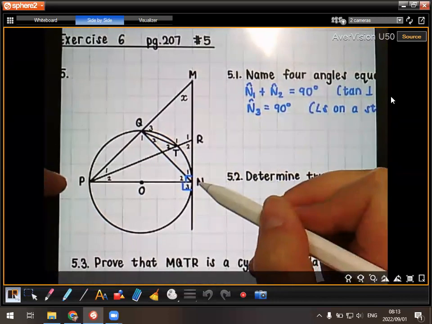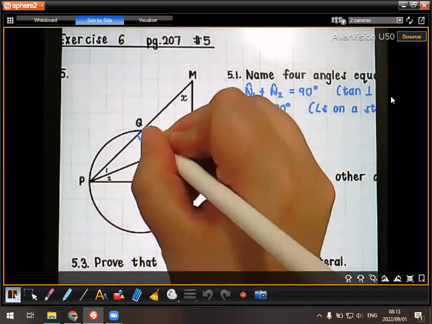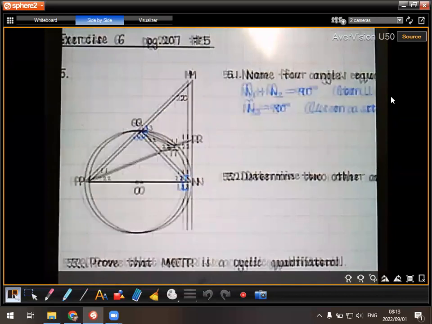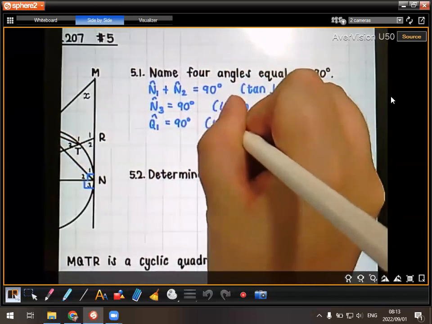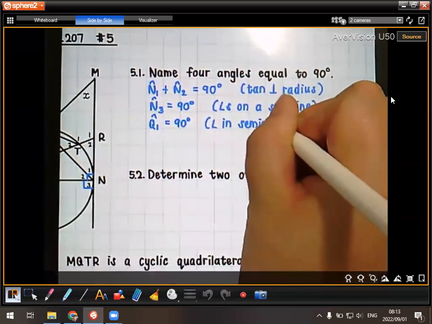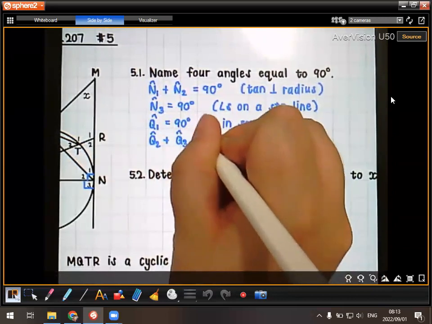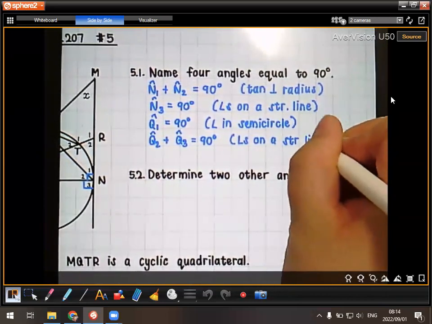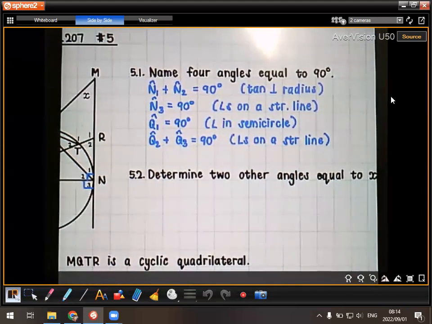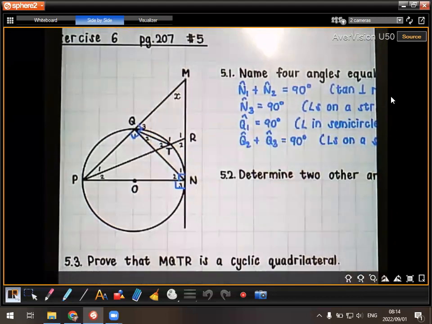Then also here, PN was the diameter, and it contains the 90 degree angle there. So Q1 is 90, and then because of angles on a straight line, Q2 is 30. Right, are there any questions on that? Instead of Q2 plus Q3, you also could have said the whole angle N2N. That was the name for that.